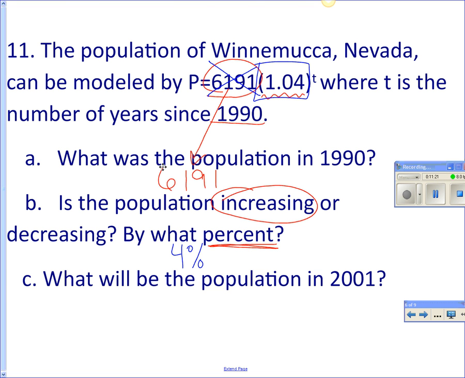This next one, what would be the population in 2001? Daniel, how would I find the answer to that? What would I need to do? Type in the 6,191, parentheses 1.04, parentheses, and you put in, what would that be?